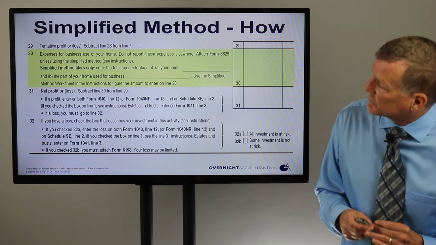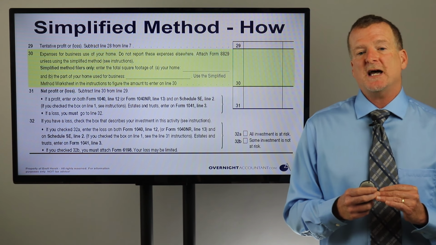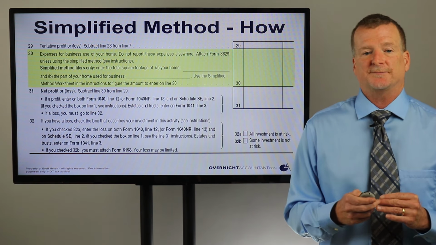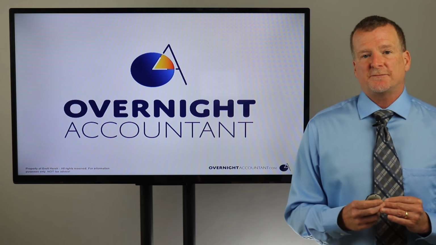Basically, you put the square footage of the home office and the square footage of your house right there, and you just throw it there as your deduction. Pretty simple, pretty simple. And I think that is it for this lesson.